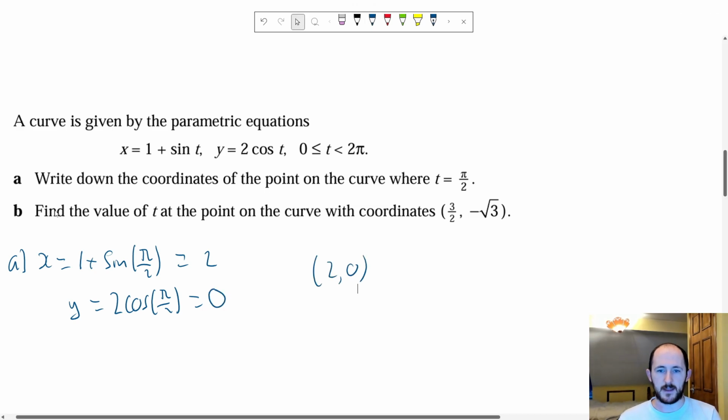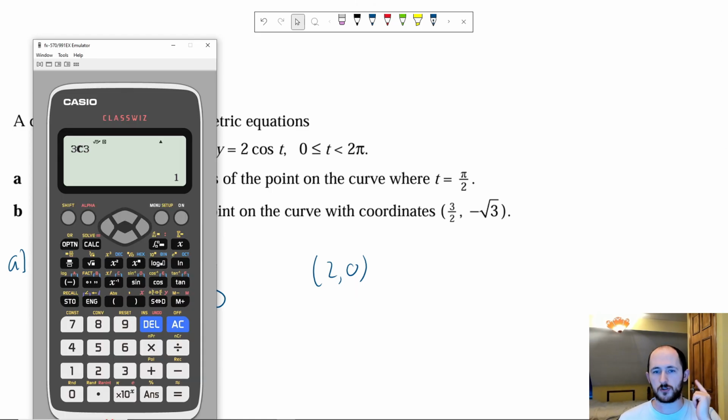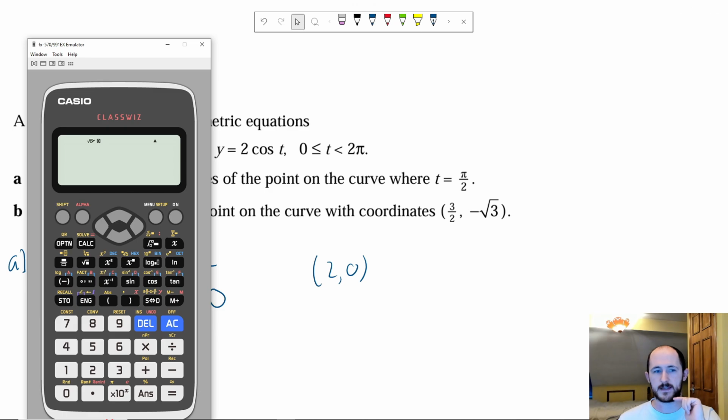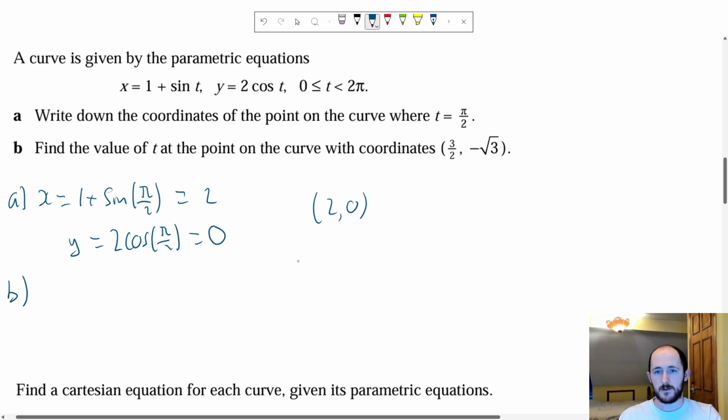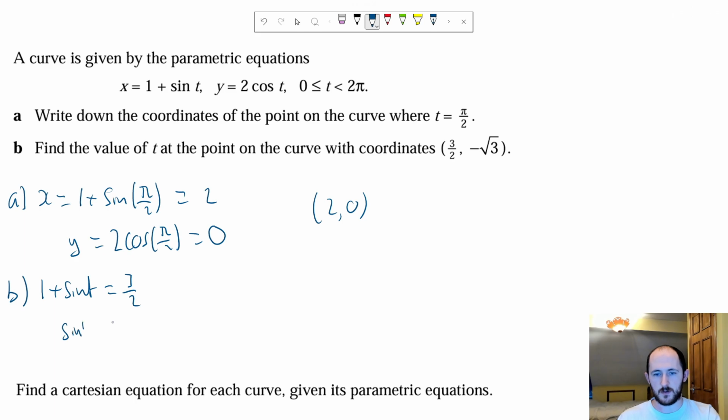And again, we have to do the same thing. Find the value of t at the point on the curve with coordinates 3 over 2 and negative root 3. Then this is going to get a little bit spicier. We're going to use some of the stuff we learned in our trig lesson in order to work this out. Because, and some of you may have already spotted it, let's say I do the 1 plus sine t is equal to 3 over 2 first, right? So that's the x coordinate equals 3 over 2, so we've done that. That means sine t is equal to half, which means t is equal to something.